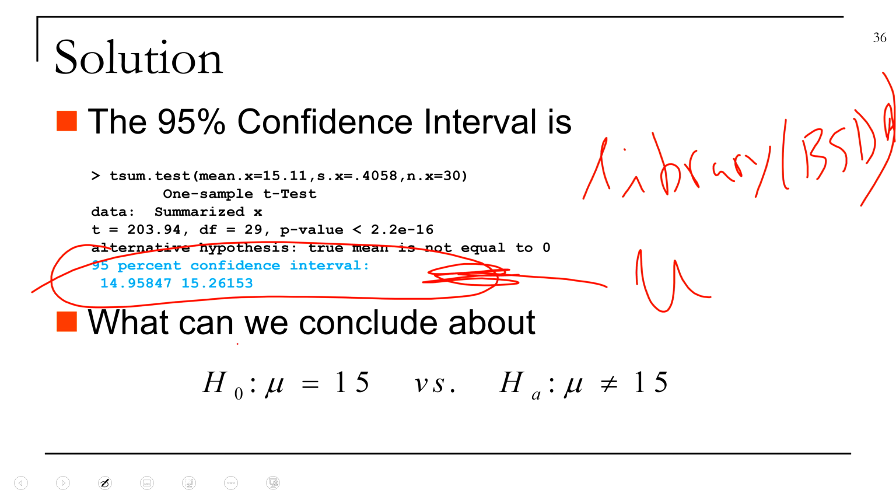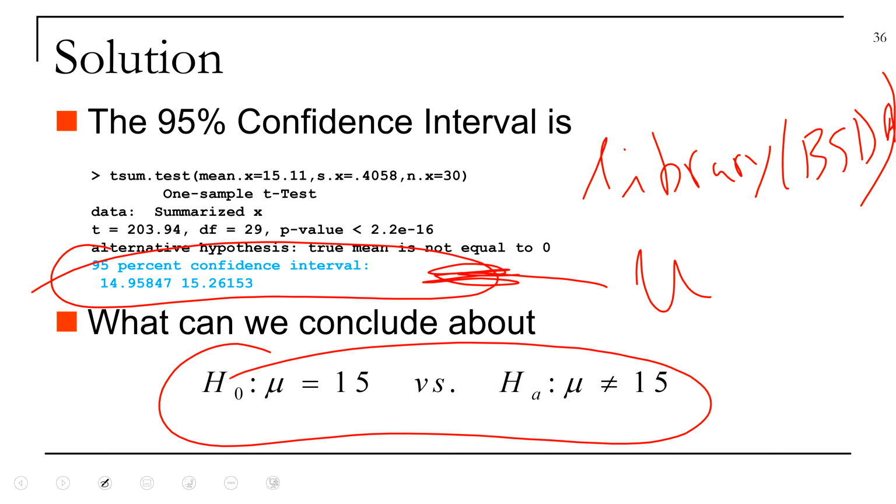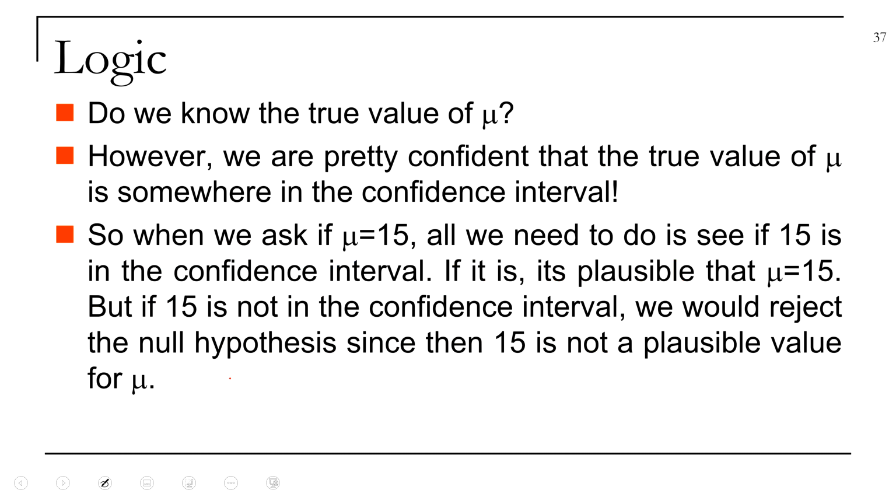Well, what can we conclude about this? We're asking, is mu equal to 15? Is 15 a plausible value for mu? Well, look at the interval. Is 15 plausible? The answer is yes. It's in the interval. So we would fail to reject the null hypothesis. There's not enough evidence to say that 15 is not a plausible value. We would fail to reject the null hypothesis. And that's it. That's how you do testing of a two-sided hypothesis using a confidence interval.